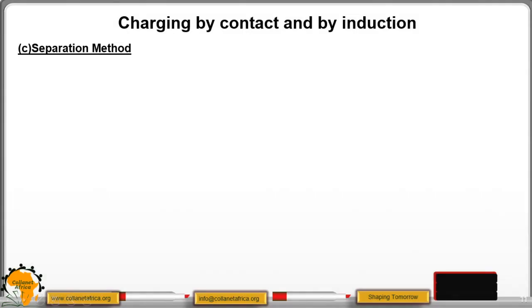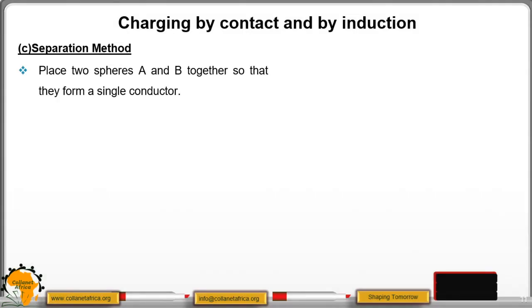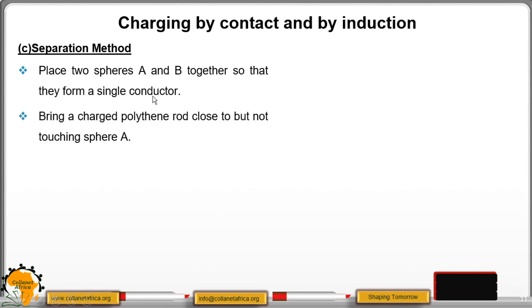Then from there we move to charging by separation. And here we have two spheres, A and B. Then bring a charged polythene rod close to but not touching sphere A, as shown here. We have A and B. We have the charged polythene rod, which is negatively charged. When you bring it close but not touching, it will attract the positive charges. Remember, because these two were in contact, they are acting as one body.